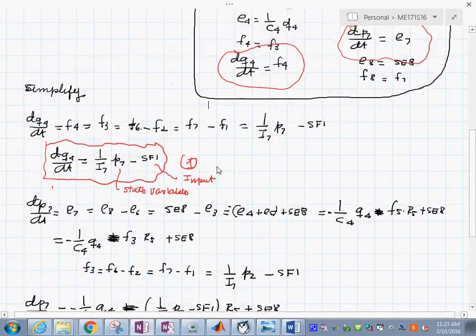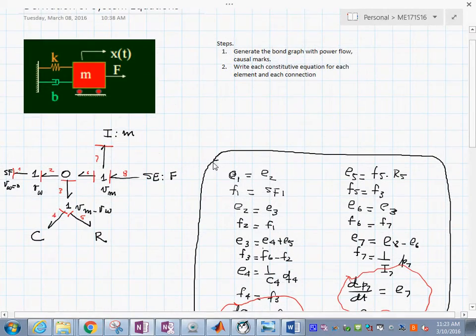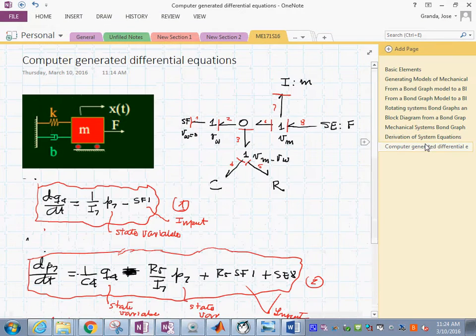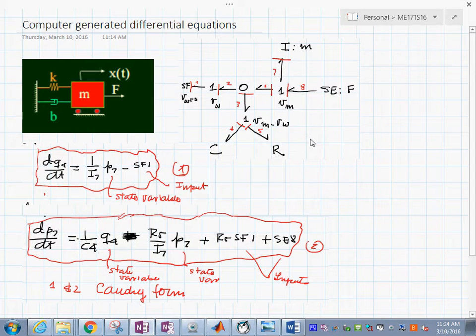But now we are going to help ourselves using an automated approach to get the computer to do this job for us. So now what I'm going to do is go back to the notes. This is what we have from the previous one. We have the bond graph model, and we have these two equations here. So what I propose now is let's enter this into the CAMG software, and we'll see what it does.